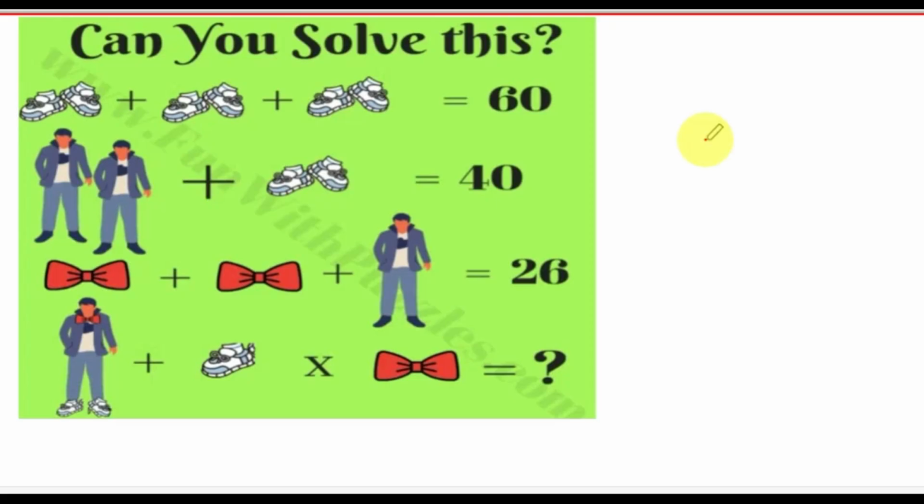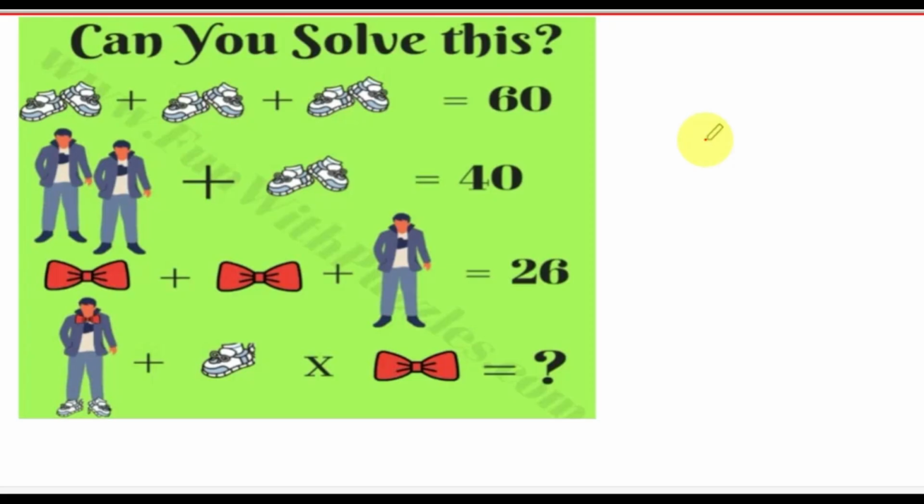We have a pair of boots plus a pair of boots plus a pair of boots equals 60. Then we have two men plus a pair of boots equals 40. We have a bow tie plus a bow tie plus a man equals 26. And we are asked to find the sum of a man with a bow tie and a pair of boots, plus a boot times a bow tie.